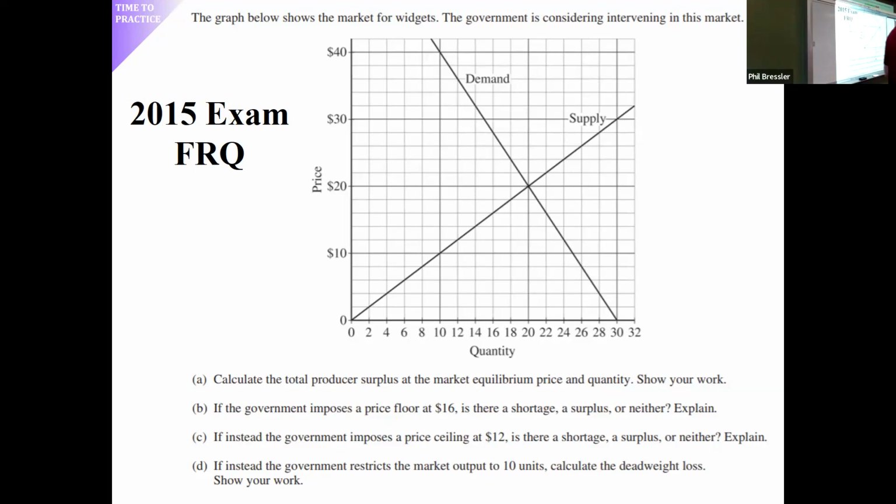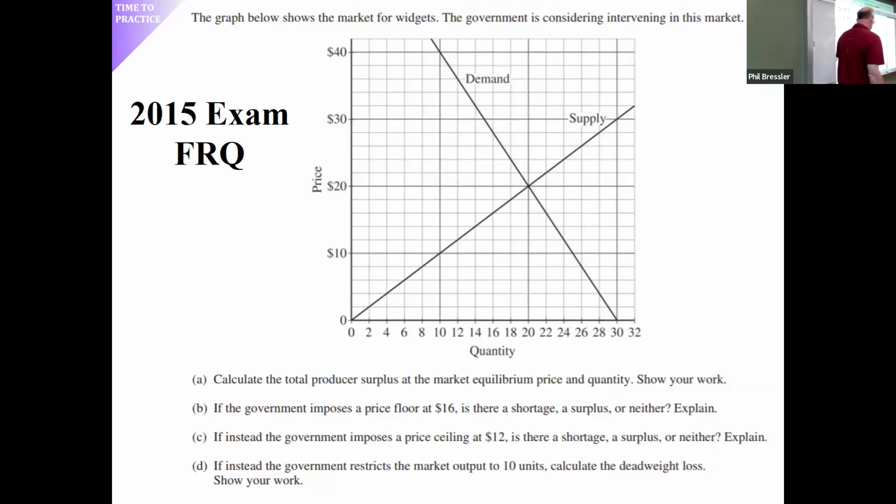Okay, all right, but while you're here, if the government imposes a price floor at $16, shortage, surplus or neither? I said neither. And how would you explain that? I said because it's non-binding, because the price floor needs to be above the equilibrium. Okay. So it's neither, it's a non-binding price floor.